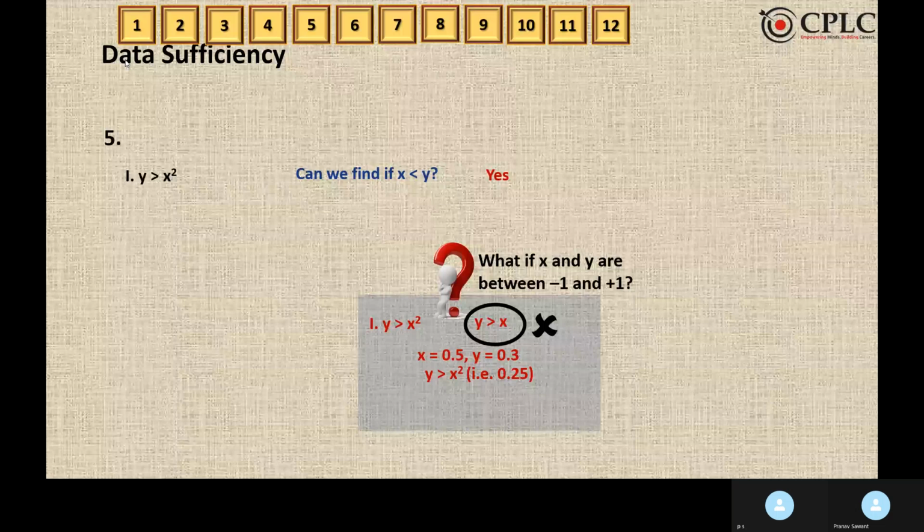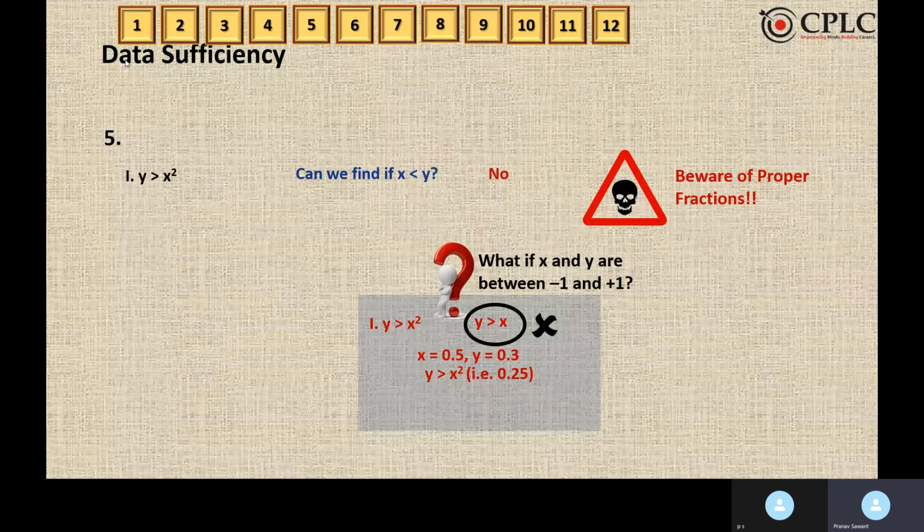Correct? 0.3 square will give you 0.09. 0.09 is still less than 0.25. Hence, it won't follow. So the first statement is definitely not giving us the answer. Beware of proper fractions. I repeat, 0.3 square is 0.09, and 0.09 is less than 0.25. Hence, x is greater than y. This is what we are getting. Hence, it is not following.